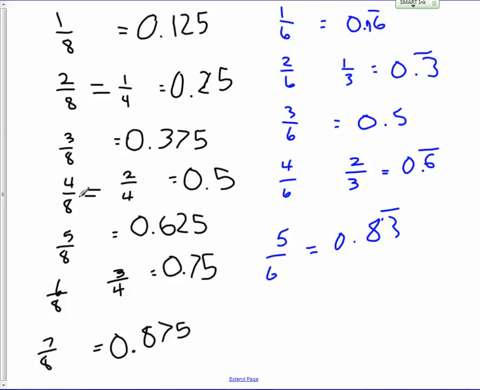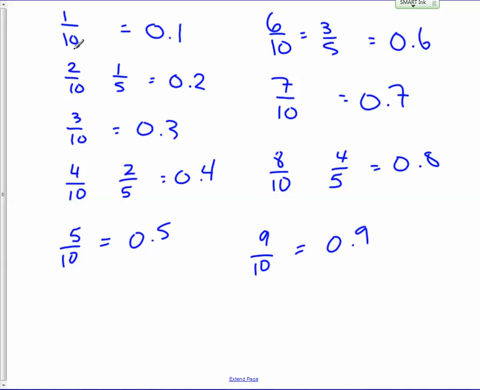And the decimal equivalents: 6/8 is the same as 3/4, so here are all the decimal equivalents for those. Sixths go the same way. All the decimals for sixths: 1/6 is 0.16, and that bar is just on the 6. 2/6 is the same as a third, which is 0.3 with the bar on the 3. 3/6 is a half. 4/6 is the same as 2/3, which is 0.6 repeating, and 5/6 is 0.83, and just the 3 repeats, so the bar just goes on the 3.